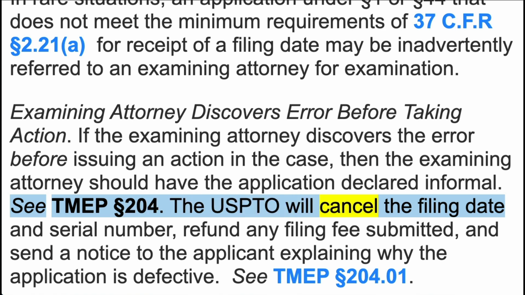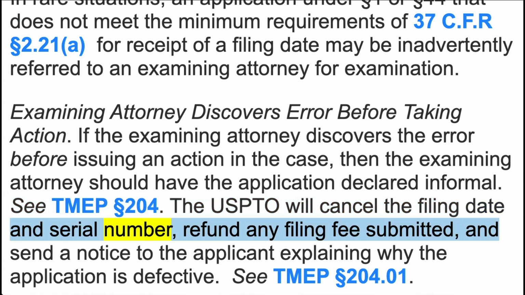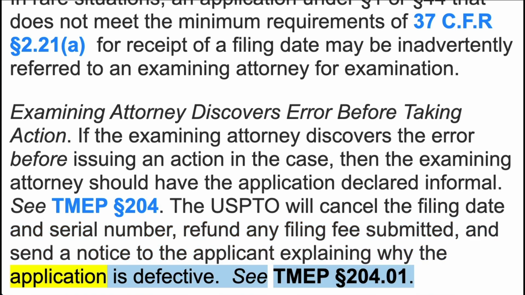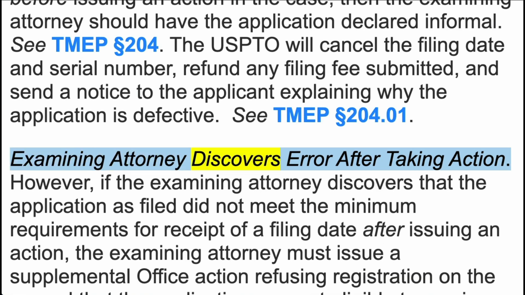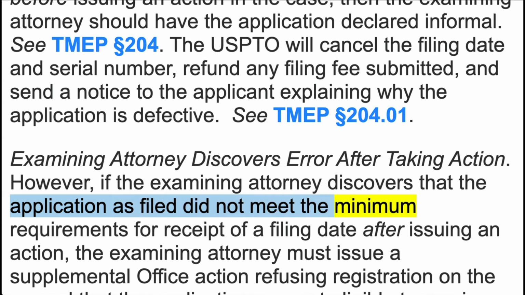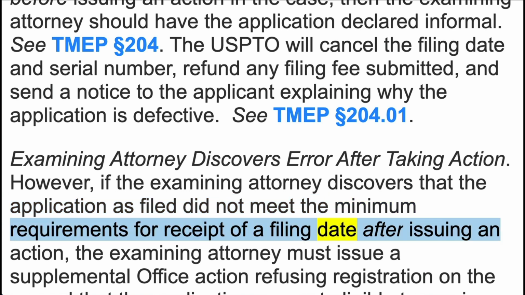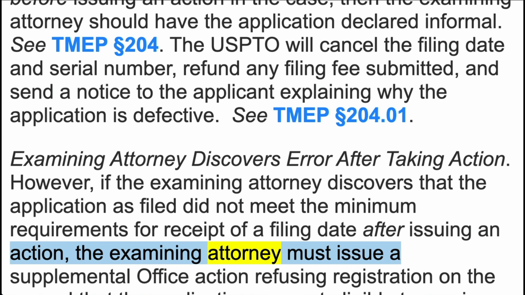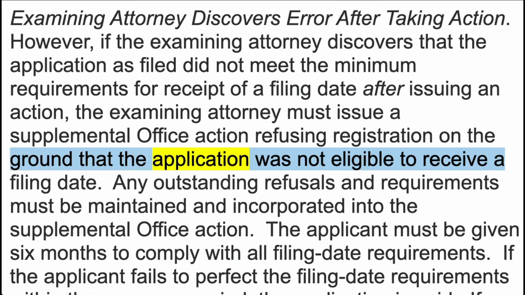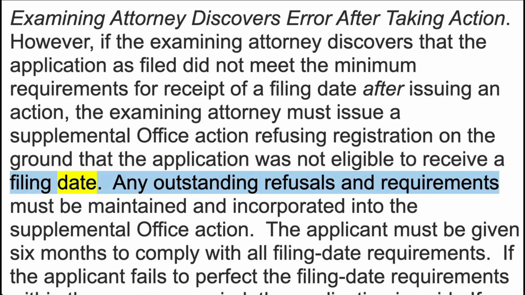The USPTO will cancel the filing date and serial number, refund any filing fee submitted, and send a notice to the applicant explaining why the application is defective. See TMEP Section 204.01. Examining attorney discovers error after taking action. However, if the examining attorney discovers that the application as filed did not meet the minimum requirements for receipt of a filing date after issuing an action, the examining attorney must issue a supplemental office action refusing registration on the ground that the application was not eligible to receive a filing date.